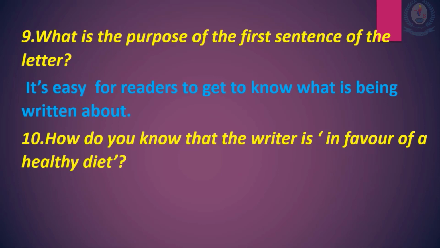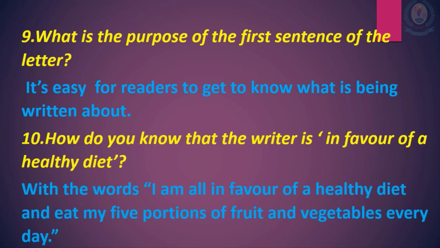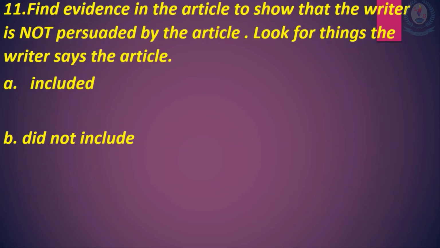Let's go to question number 10. How do you know that the writer is in favor of a healthy diet? Because with the words, I am all in favor of a healthy diet and eat my 5 portions of fruit and vegetables every day. He says he eats a balanced diet with fruit and vegetables both. So, with this sentence, we know that the writer is in favor of a healthy diet.